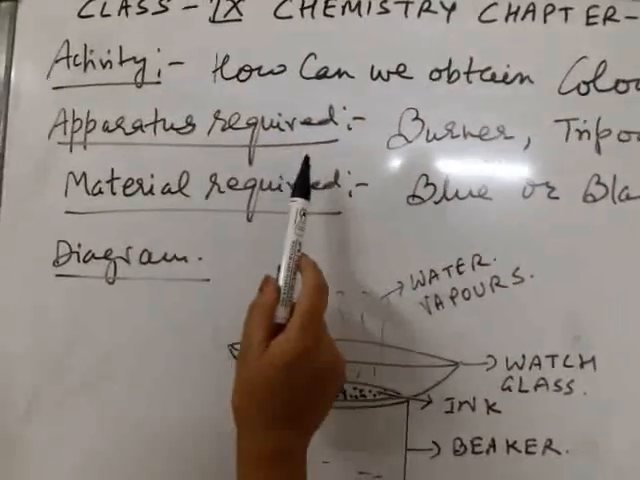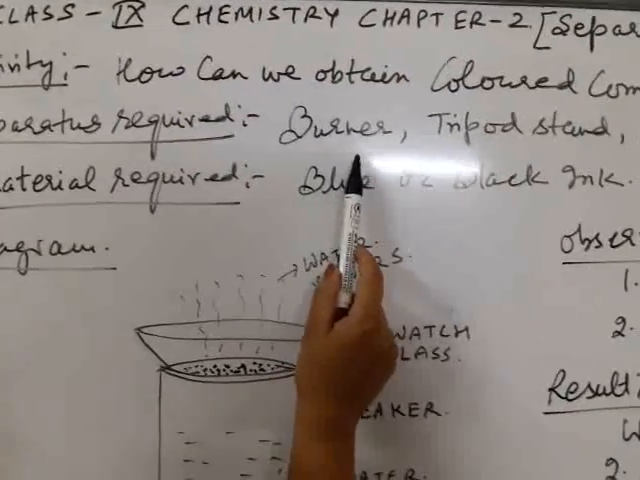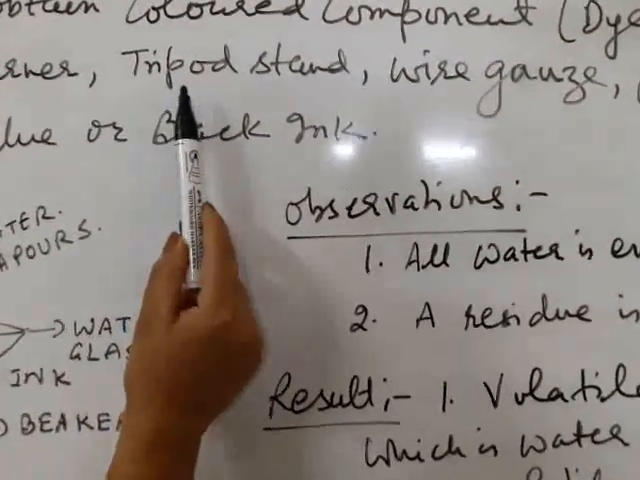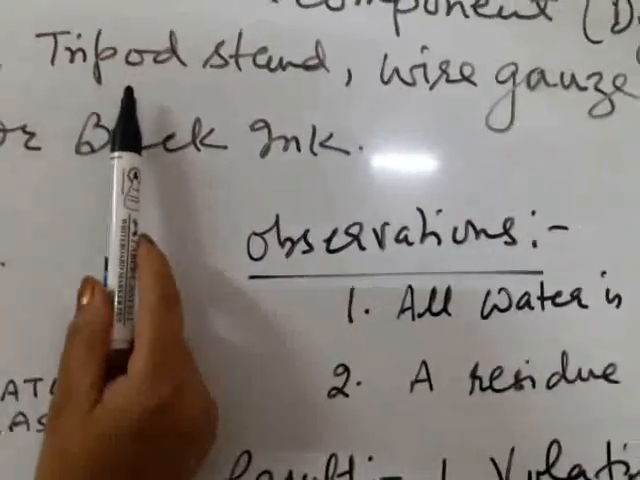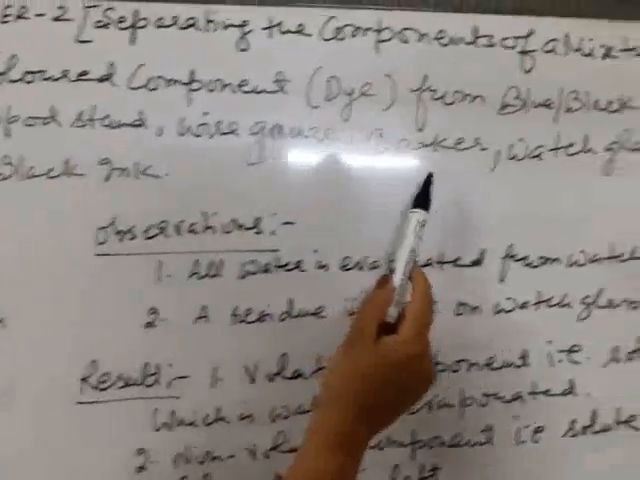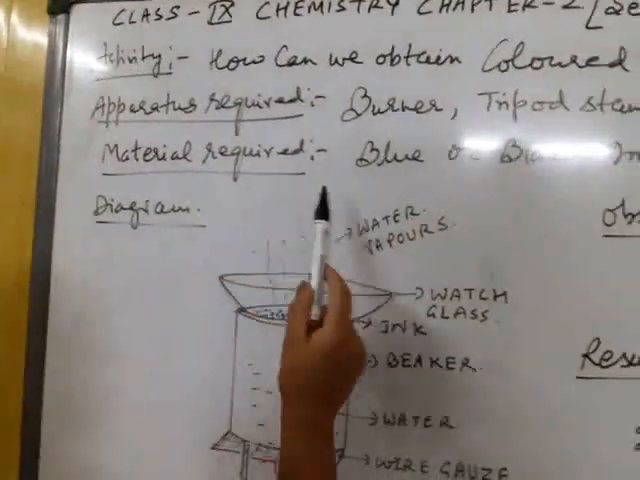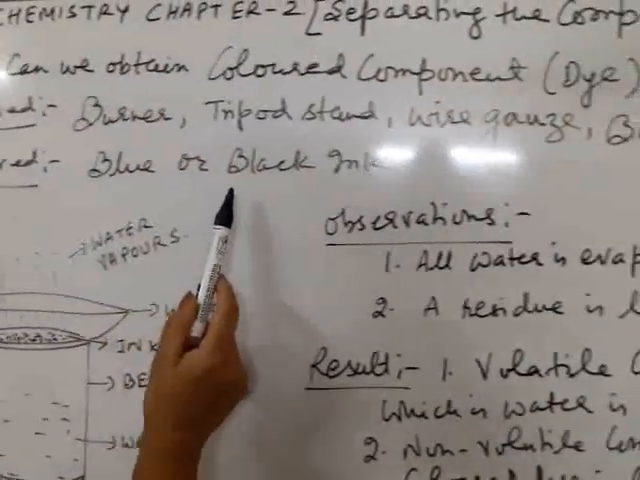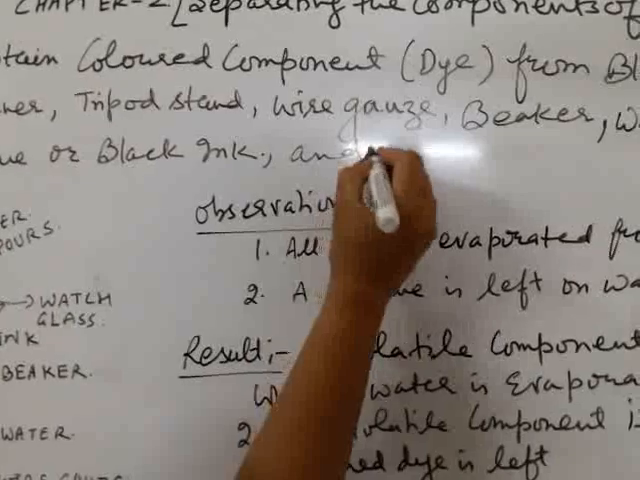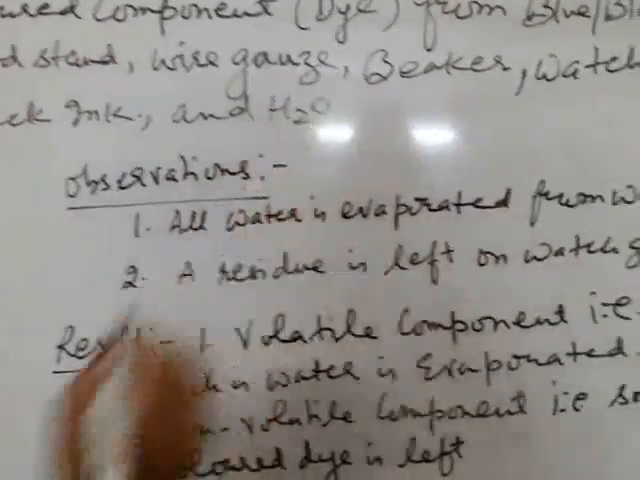black ink. The apparatus required for this are a burner, tripod stand. Tri means 3, pod means it has 3 feet. Tripod stand, wire gauze, beaker and watch glass. The material required is blue or black ink and water. A certain amount of water is also required.